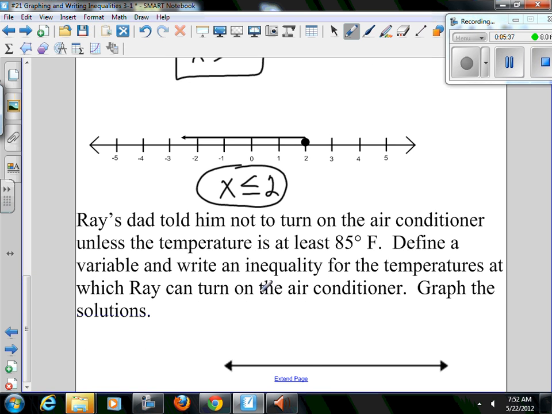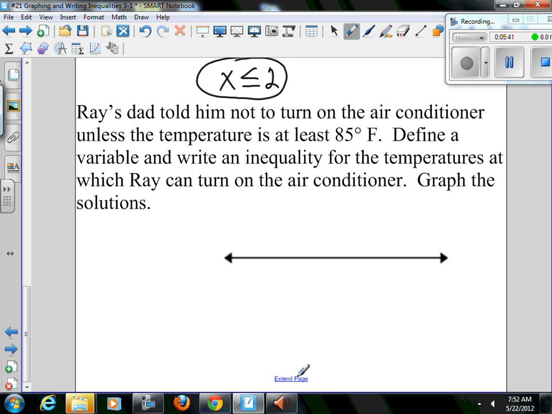Next, Ray's dad told him not to turn on the air conditioner unless the temperature is at least 85 degrees Fahrenheit. Define a variable and write an inequality for the temperatures at which Ray can turn on the air conditioner. Graph the solutions. Okay, so the temperature, let's use T for temperature, has to be at least 85 degrees Fahrenheit. So that means it can also be equal to 85. So we're going to say T is greater than or equal to 85 degrees.